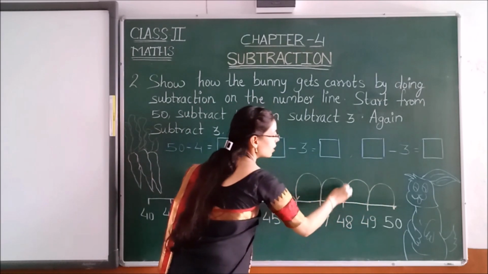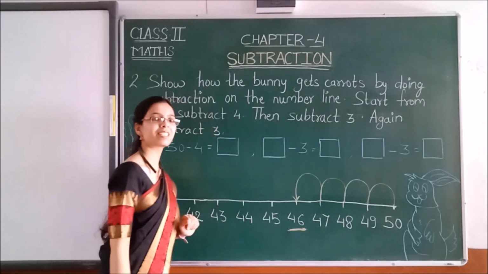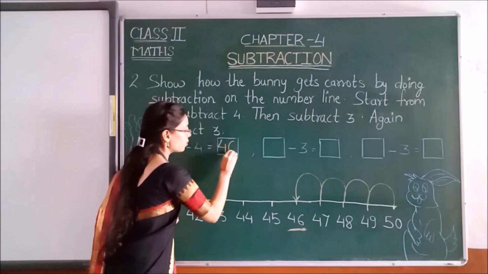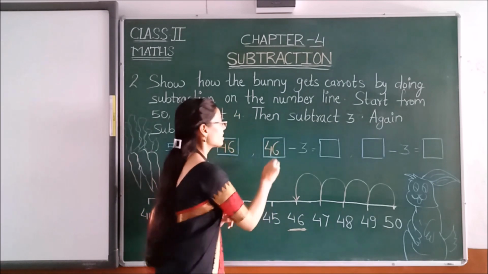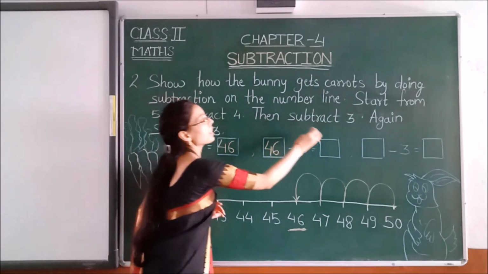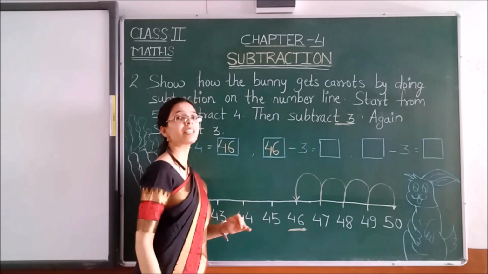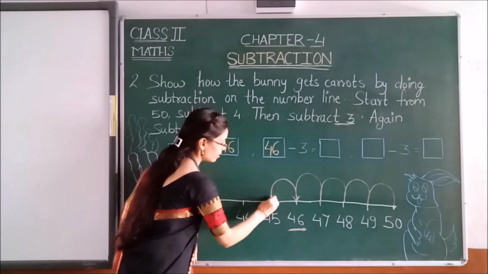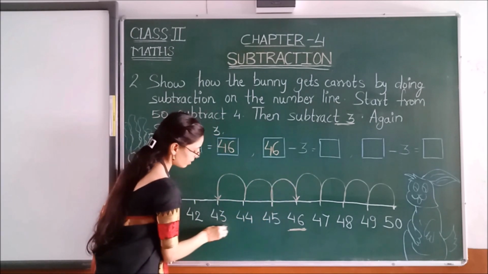1, 2, 3, 4. On which number will you reach? 46. So 50 minus 4 is equal to 46. Here also we will write 46. Now, after 46, subtract 3. Again, we will take 3 steps backward from 46. 1, 2, 3. Where will he reach?